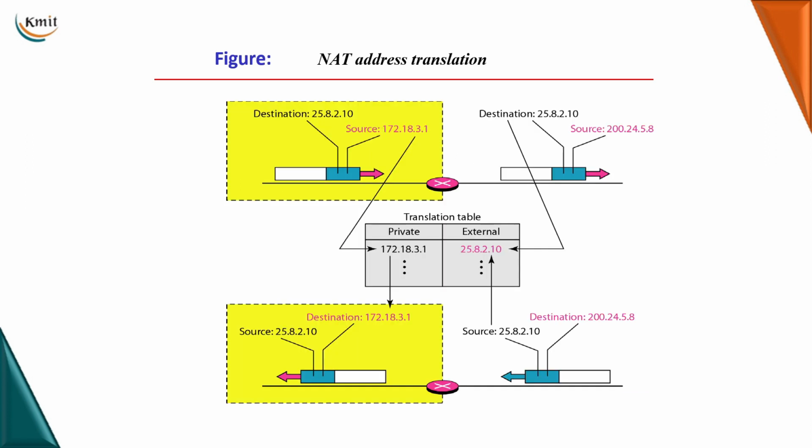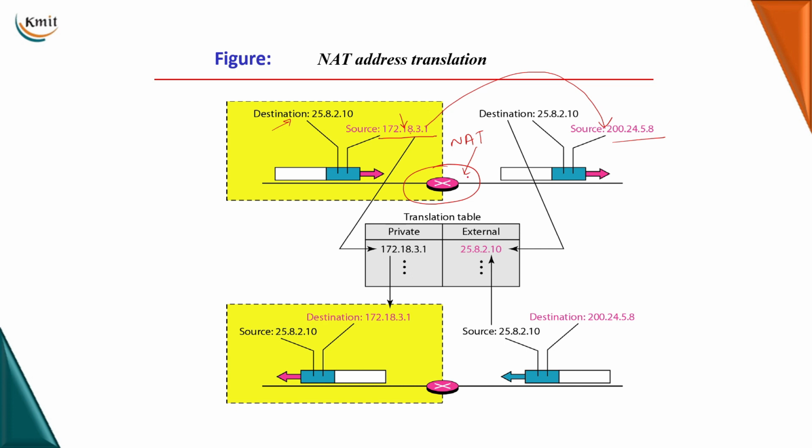Okay. Now see this example. This device 172.18.3.1 wants to send a datagram to a device. This is the destination IP address. This is the source IP address, which is private. The router will route the datagram. So this router is a NAT router, network address translator, which will translate this private IP address to the public IP address. You see, it has replaced the source address from private to public IP address.